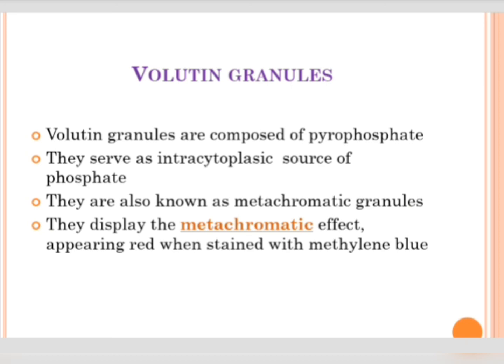And these volutin granules are otherwise known as metachromatic granules because they show the metachromatic effect. The metachromatic effect is that when stained with methylene blue, these volutin granules will appear red. So volutin granules can be detected by staining with methylene blue, and in staining these volutin granules, this pyrophosphate deposit appears red in color.